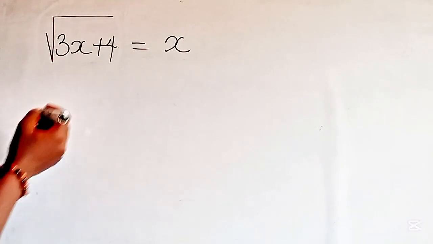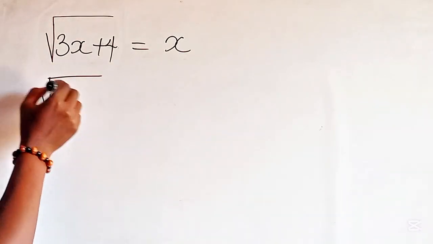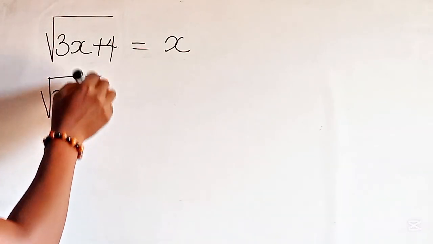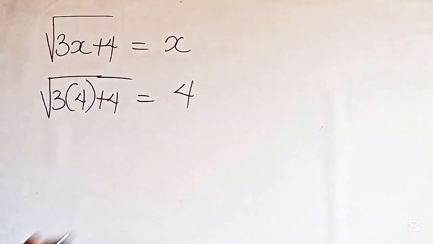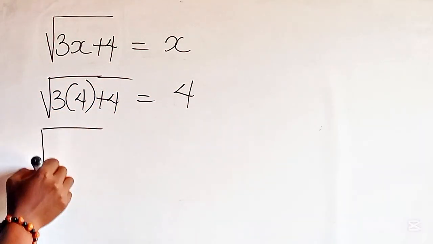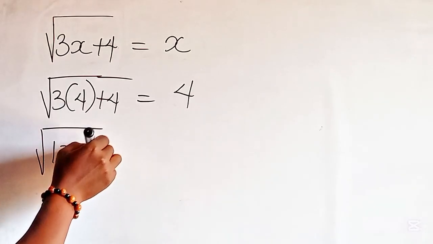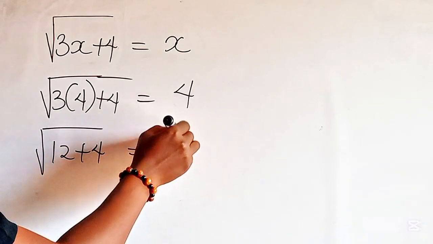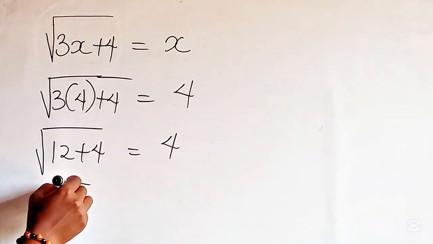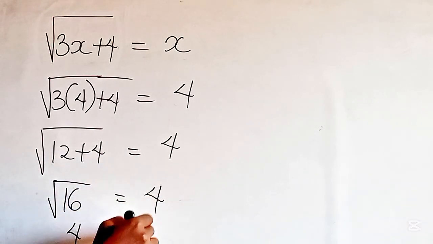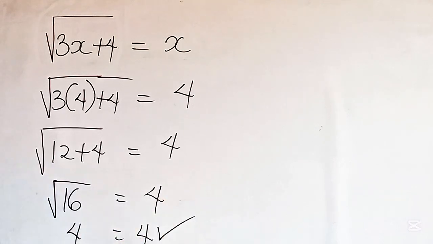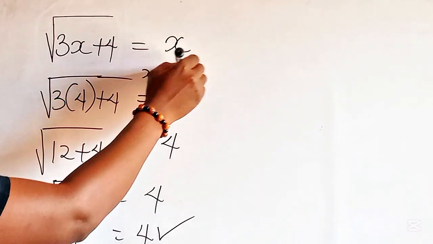So when x equals 4, we have root 3 multiplied by 4 plus 4 is equal to 4. So we have root 12 plus 4 is equal to 4. So this gives us root 16 is equal to 4. So 4 equals 4, and this is true. Therefore, the value of x in this equation is 4.